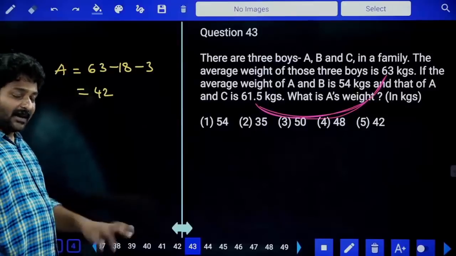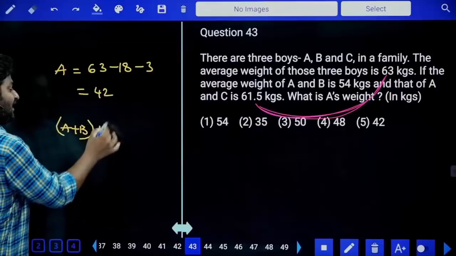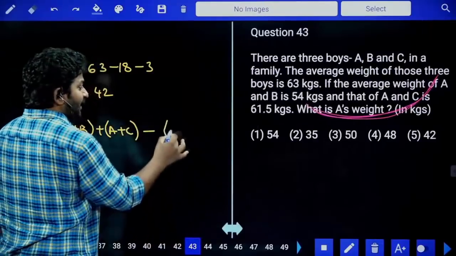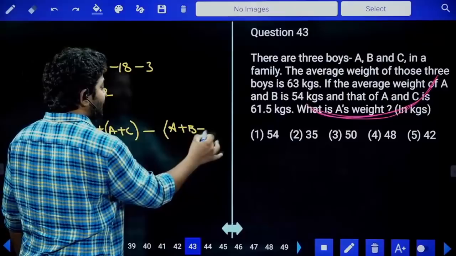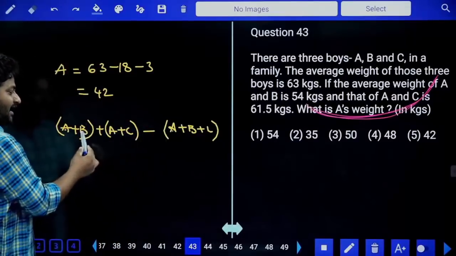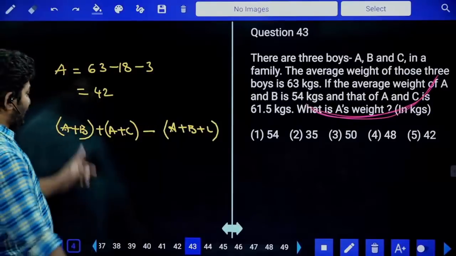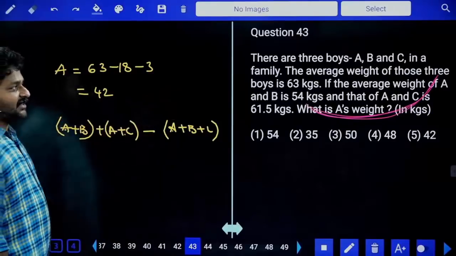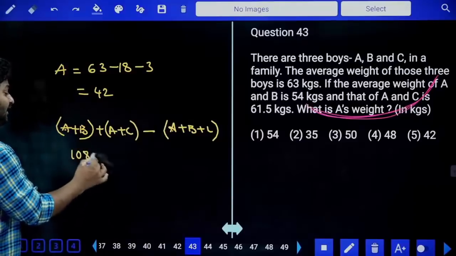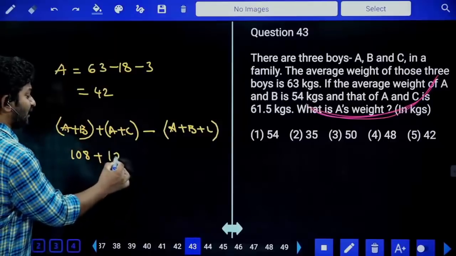This is one way. The other way is the sum of AB and AC. From this, if you subtract A plus B plus C, you will get A only. 2A minus A, and B plus C minus B plus C gets cancelled, so you will have only A. The AB average is 54, so the sum is equal to 108. The AC average is 61.5, so the sum is equal to 123.